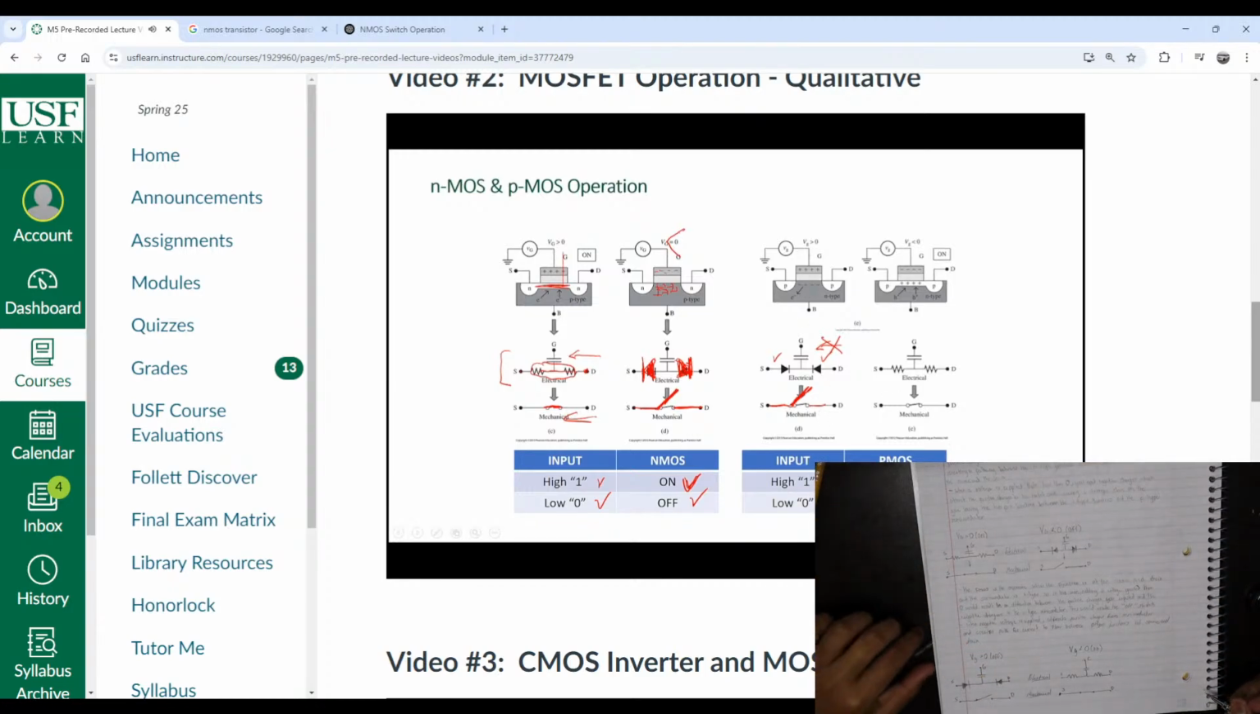So when you apply a positive voltage on the gate of a PMOS, the drain and the source remain disconnected, or off. No current will flow. Let me go to the last case.